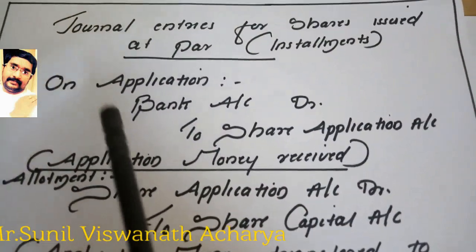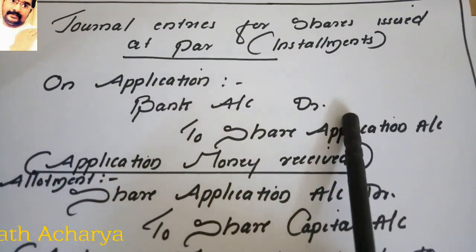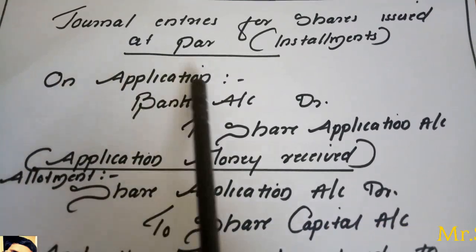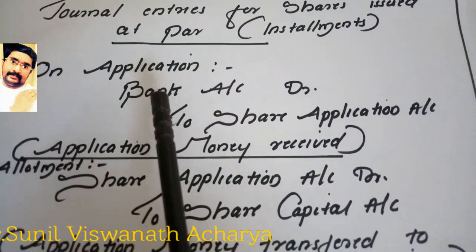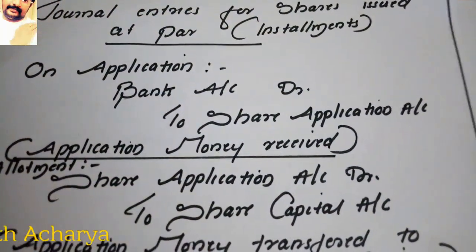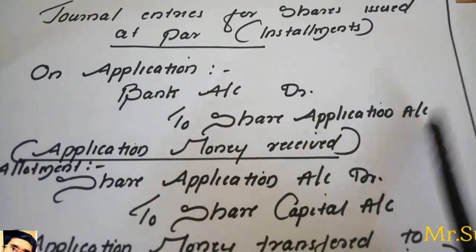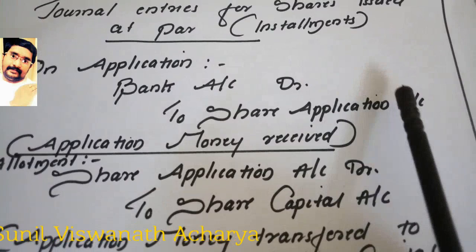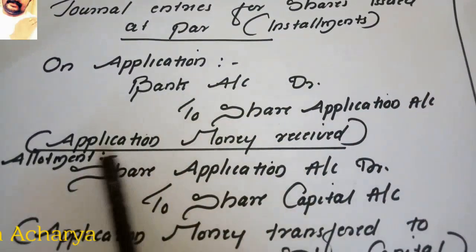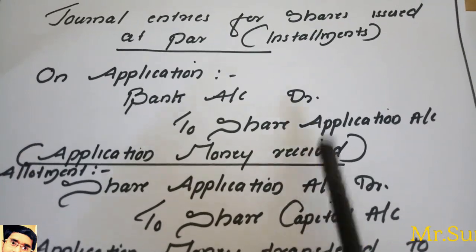Okay, so whenever we are receiving the first installment, that is application money, the public have to pay it at the time they are applying for the share. So at the time of application, what is the entry? Remember: bank account debtor to share application account. Suppose 3 rupees out of 10 we are collecting at the time of application. So bank account debtor to share application, 1000 shares at the rate of 3, so we will write 3000 rupees. Narration: application money received. That means we received the first installment, only application money.